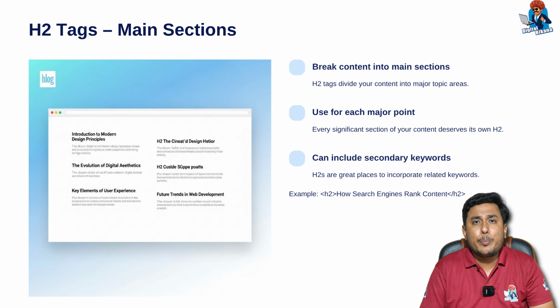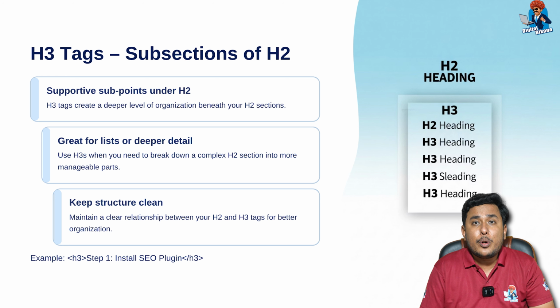Use H2 tags to break your content into clear, scannable sections. These are like main chapters in your blog. You can use multiple H2 tags per page. When you want to go into more detail within a section, use H3 tags. These are helpful for listing features, steps, or examples under each H2.